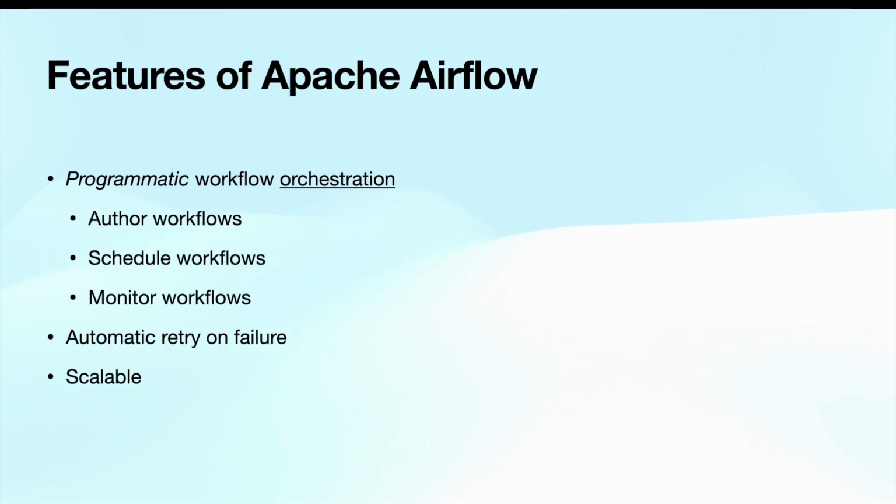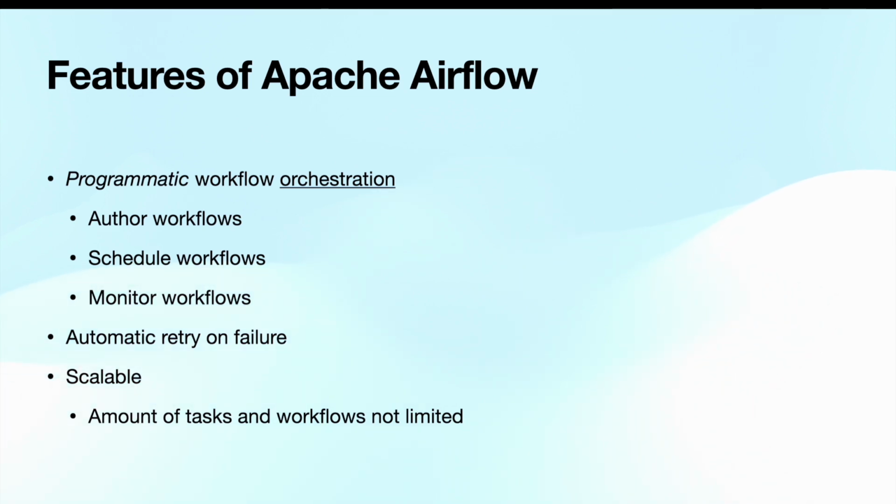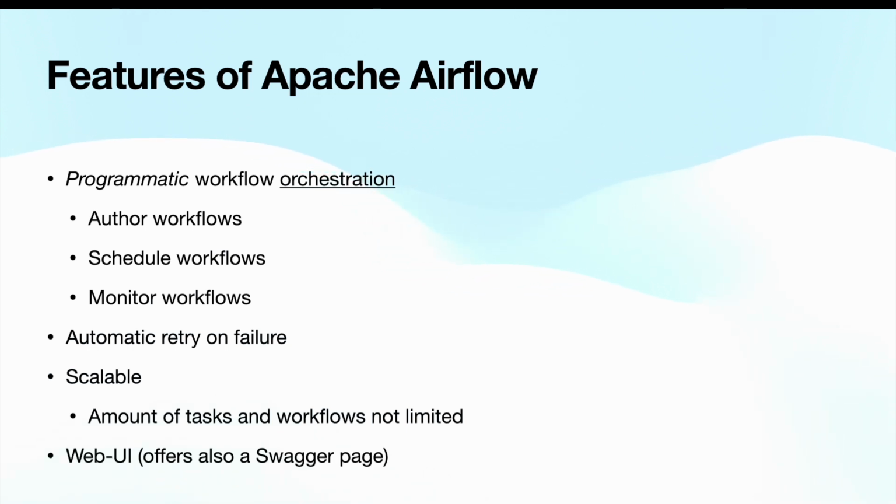Then we have scalability, and Apache claims that you can schedule or define any amount of tasks and workflows you want, and it's nearly unlimited. The only limitation is in terms of computing resources you provide to Apache Airflow. And we have a web UI, which is offered to users for graphical interaction with Apache Airflow. It also exposes a Swagger documentation page where all the API endpoints are listed.